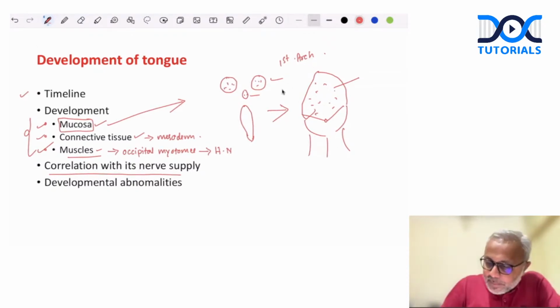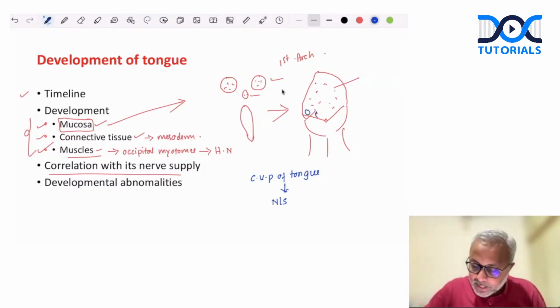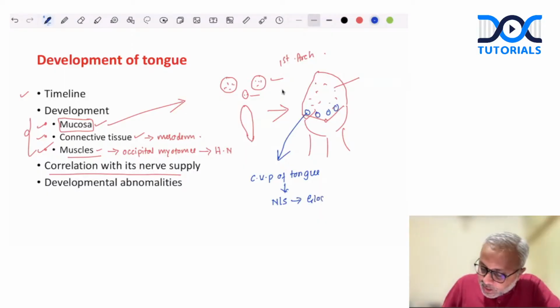Very often, one more question that is asked is the circumvallate papilla of the tongue, right? What is the nerve supply of circumvallate papilla of the tongue? Even though the circumvallate papillae are present in the anterior two-thirds, remember, it is innervated by what? The glossopharyngeal nerve. And why?